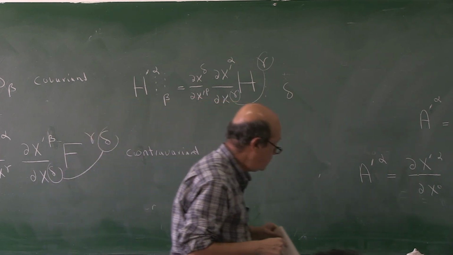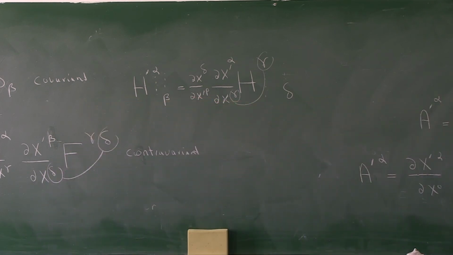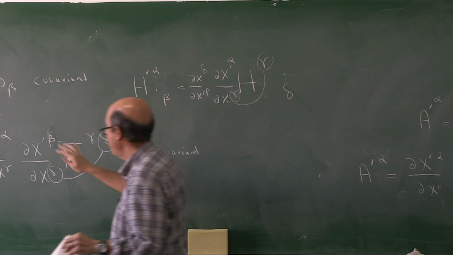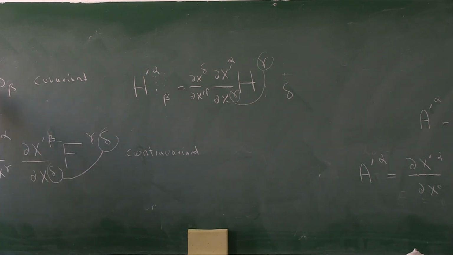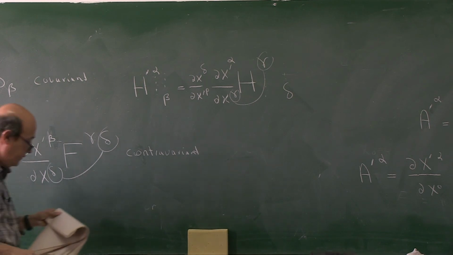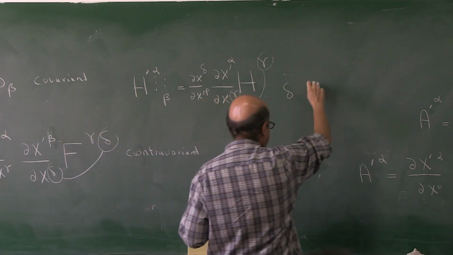Now, these are the tools. A contravariant vector is transformed by, let's say, the Lorentz transformation in that mathematical pattern, and a covariant vector is transformed by, let's say, the inverse Lorentz transformation in that form. You can have the mixed one also.